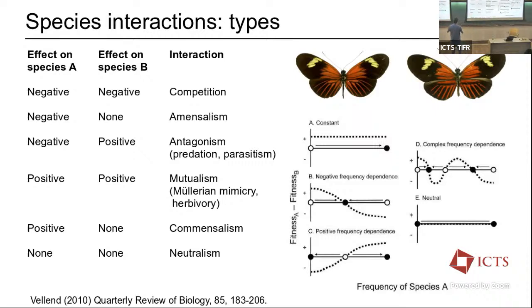And then you have interactions where you have mutually positive interactions between species, which are called mutualisms or symbiosis, where species A has a positive impact on B and B also has a positive impact on A.